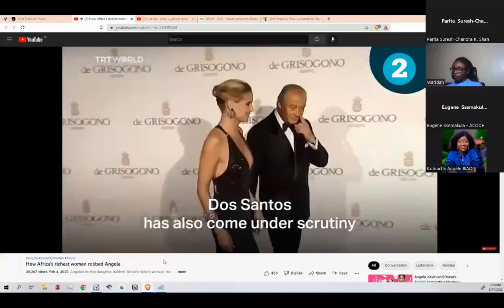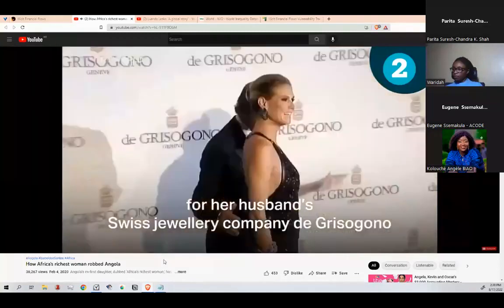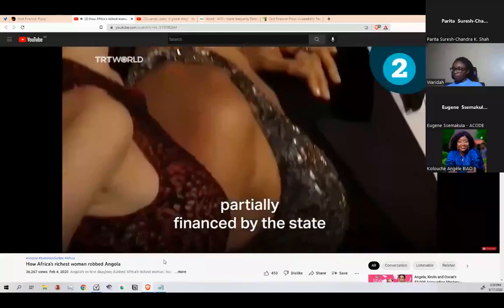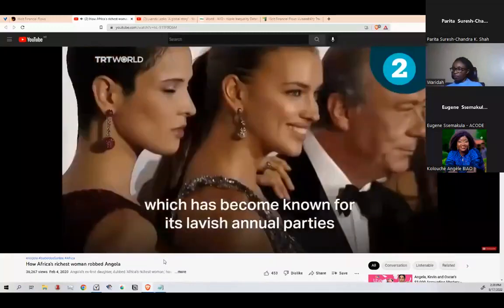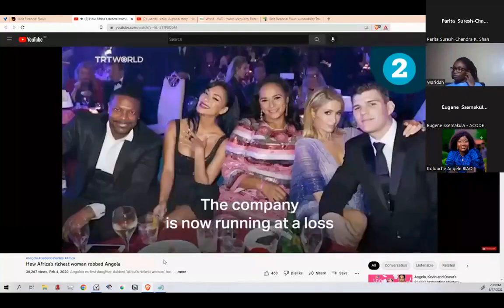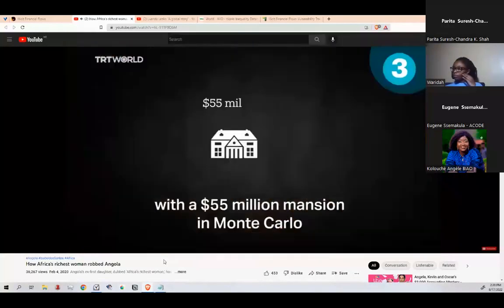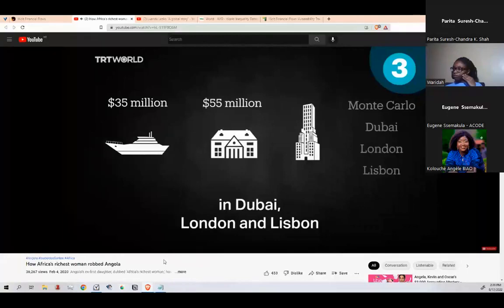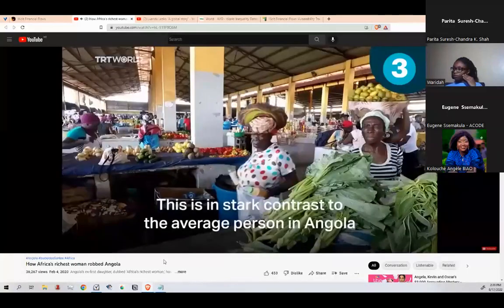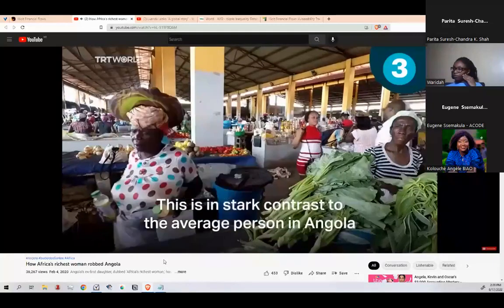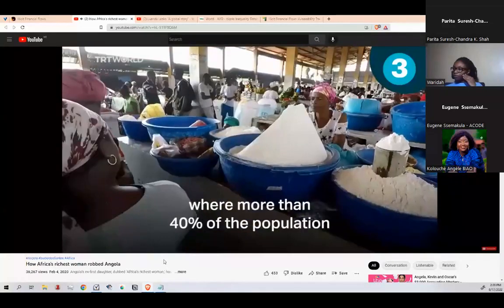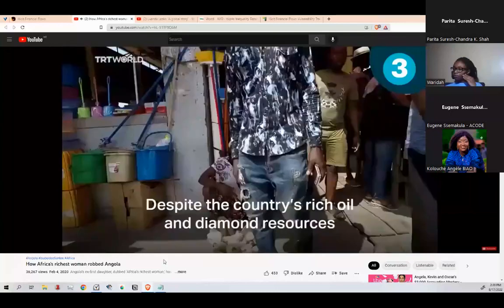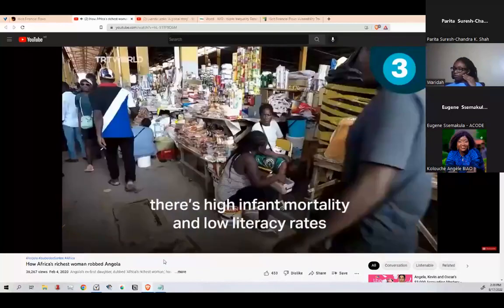Dos Santos has also come under scrutiny for her husband's Swiss jewelry company, De Grisogono, partially financed by the state, which has become known for its lavish annual parties on the French Riviera. The company is now running at a loss. Dos Santos and her family are living the high life with a $55 million mansion in Monte Carlo, a $35 million yacht, and luxury residences in Dubai, London, and Lisbon. This is in stark contrast to the average person in Angola, where more than 40% of the population live under the poverty line. Despite the country's rich oil and diamond resources, there's high infant mortality and low literacy rates.